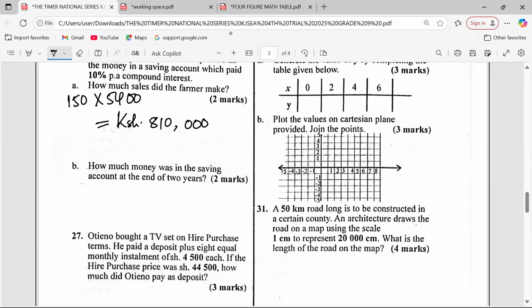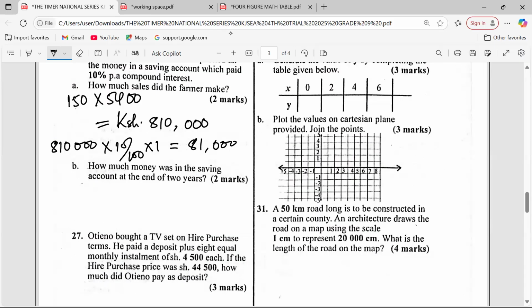Part B, how much money was in the savings account at the end of 2 years? So after 1 year, we shall have 810,000 at a rate of 10% for 1 year. And this becomes, let me check, 81,000 that way. So this interest shall become 81,000.